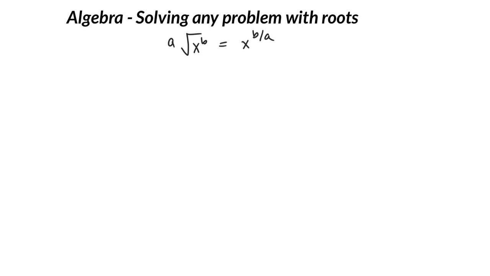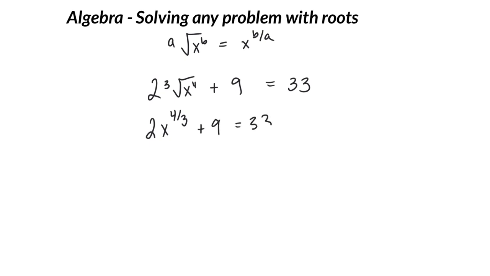Okay, when I see something like this and I've got kind of a weird root and power, first thing I do, rewrite it. So I'm going to write 2x to the 4/3 plus 9 equals 33. And then, as always, with any problem like this, I am going to save the x part for the very end. We're going to isolate it first. So I'm going to subtract 9 from both sides. I'm going to divide both sides by 2.